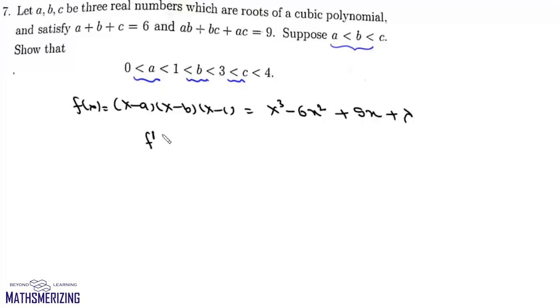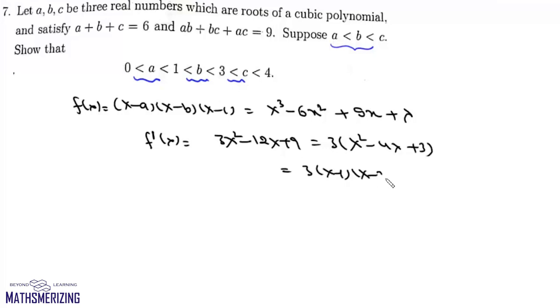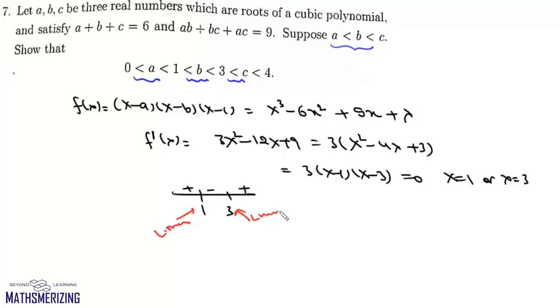Now if we find f dash x, it will be 3x square minus 12x plus 9, so it will be 3 times (x square minus 4x plus 3). Critical points are from (x minus 1)(x minus 3), that is x is 1 or x is 3. Now this is 1 and this is 3, so the sign is plus, minus and plus. So it will have a local maxima at 1 and a local minima at 3.